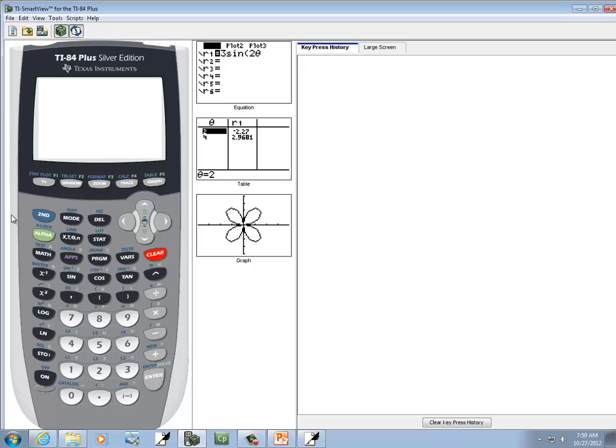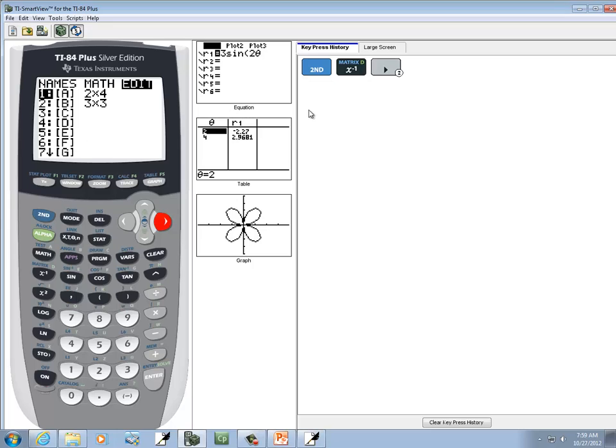Okay, we're going to go into our matrix menu. So I do second, x and negative 1. If you're on a TI-83, you have a button that actually says matrix. I'm going to right arrow. That x and negative 1, by the way, is the inverse button. Right arrow over to edit.